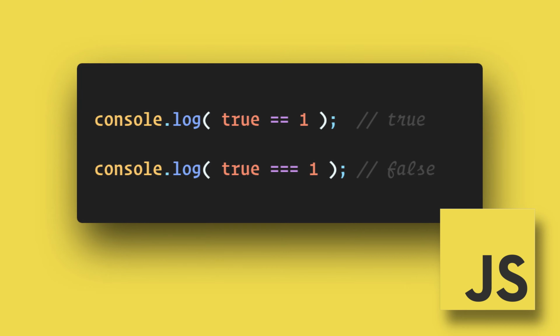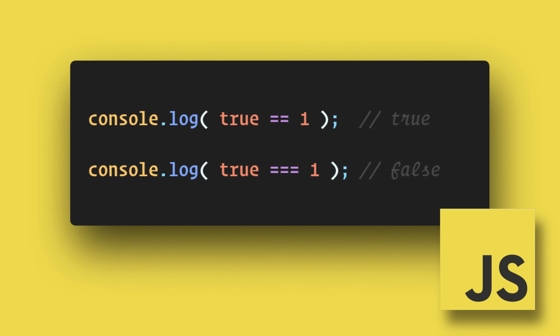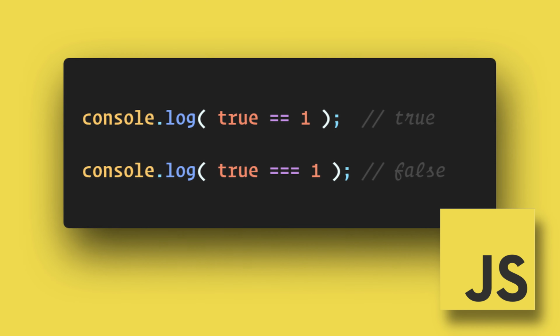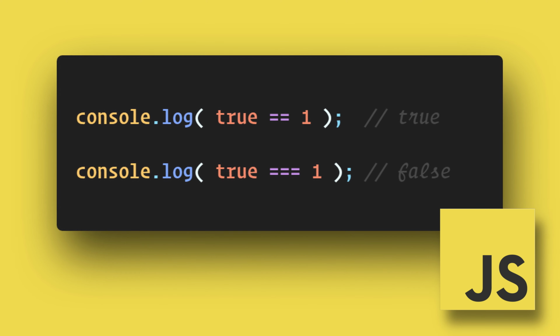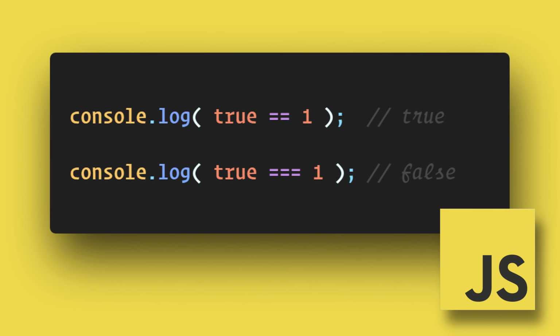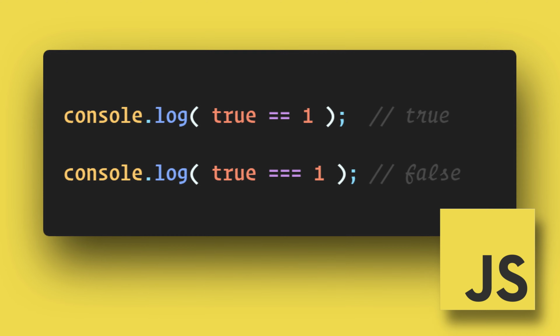We can do the same thing with Boolean values. Here with the double equal, the number 1 is being converted into the Boolean true, and with the triple equal, the data types do not match, so it returns false.